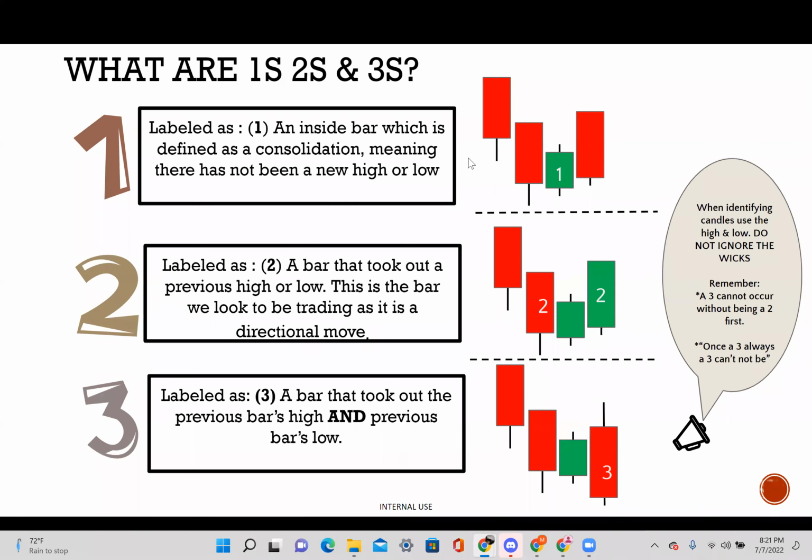With the 2 scenarios, it went down and took out one previous high or previous low. It didn't take out both, right? And that's what the 3 does. So the third thing that can happen is only that it took out the previous high and previous low. There's nothing else that can happen within these candlesticks, right?